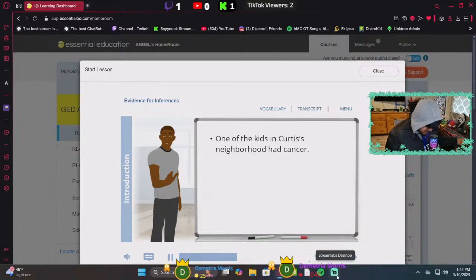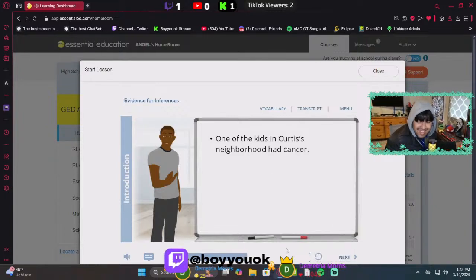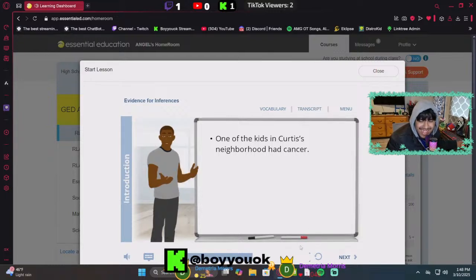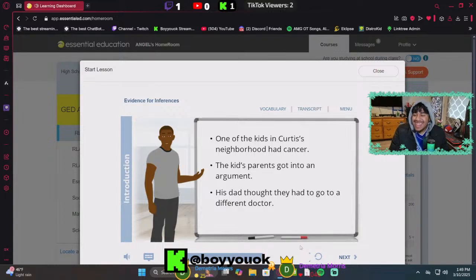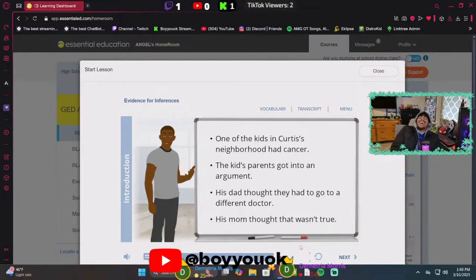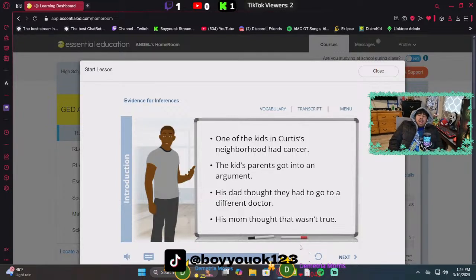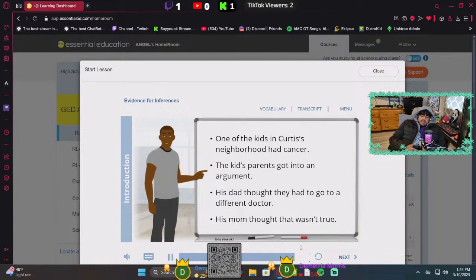Like, one of the kids in my neighborhood had cancer when he was about 10. That was pretty tough on his folks. They were visiting. His dad thought they had to go to a different doctor. His mom thought that it was ridiculous. She didn't want to change doctors. Well, they got out the pamphlets they were reading and started looking at it. They were looking for evidence. Who was right? Did they need a different doctor? His dad had made an inference, and now he had to prove it.